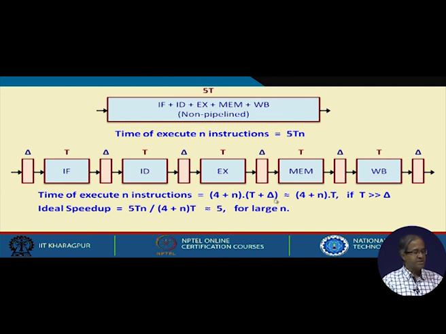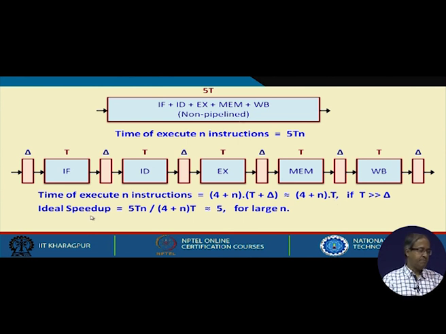And what is the clock cycle time? It must be at least equal to t plus the latch delay delta. Now, if t is large compared to delta, if we ignore this delta, this becomes approximately equal to (4 plus n) times capital T.